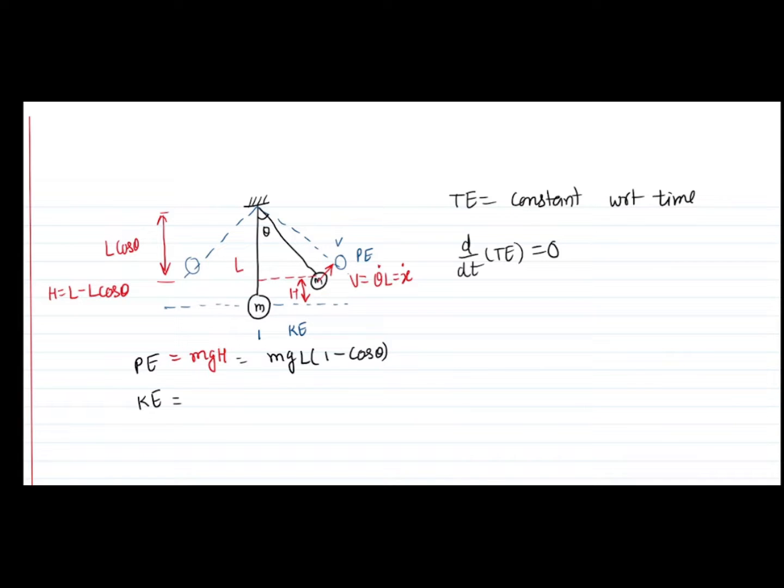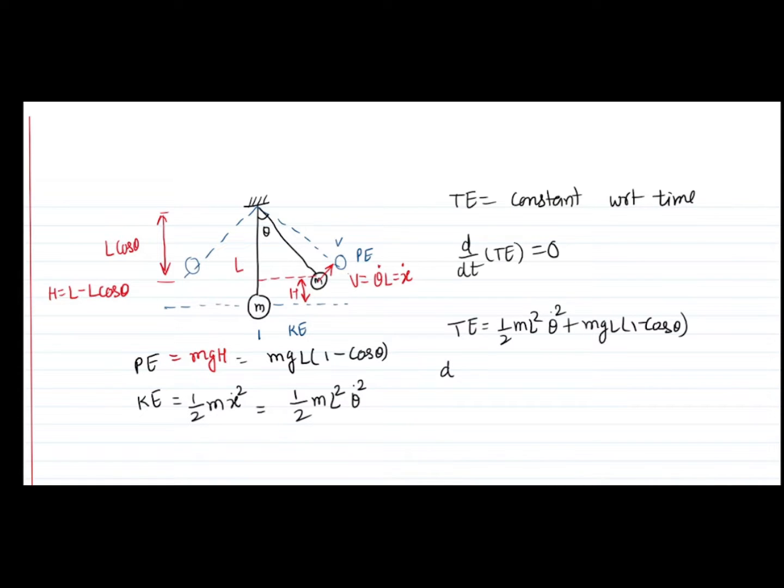Similarly, the kinetic energy will be one half m x dot squared, but I know x dot is nothing but theta dot L. So I can replace this expression by one half m L squared theta dot squared. So the total energy expression will become one half m L squared theta dot squared plus mgL(1 minus cos theta).